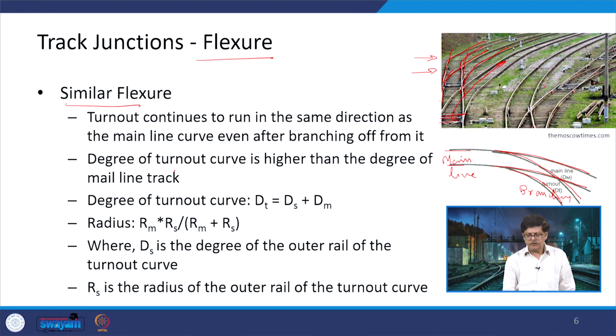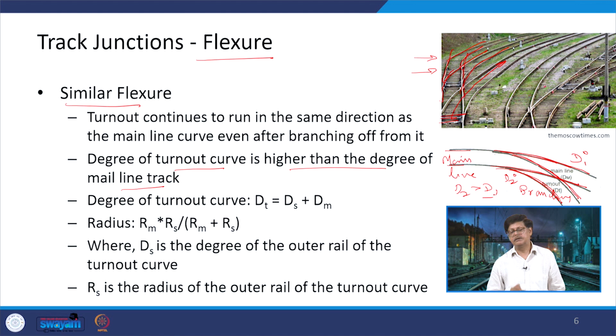Now, the degree of turnout curve is higher than the degree of the main line track. So, you can see the curvature here. The curvature here is lesser as compared to the curvature here. So, it may happen that if the degree here is d1 degrees and it is d2 degrees for the branch, then this d2 is greater than d1.